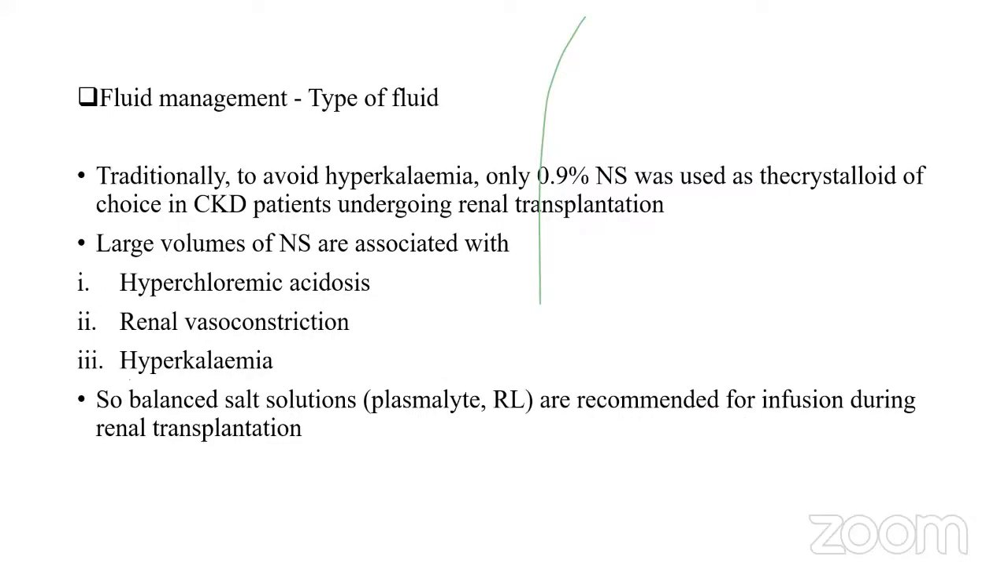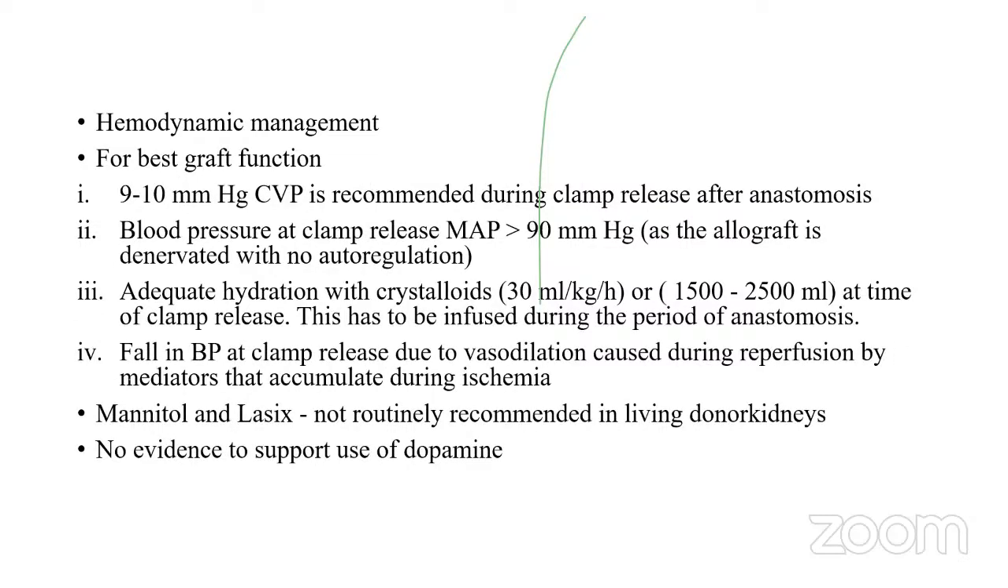Fluid management, type of fluid. Traditionally, to avoid hyperkalemia, only 0.9% normal saline was used as the crystalloid of choice in CKD patients undergoing renal transplant. But a large volume of NS is associated with hyperchloremic acidosis, renal vasoconstriction, and hyperkalemia. So balanced salt solutions like Plasma-Lyte and RL are recommended for infusion during renal transplantation.